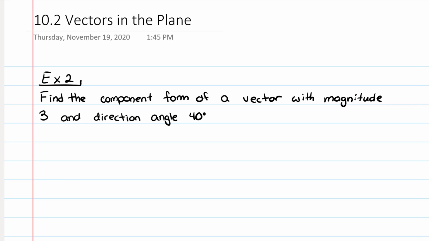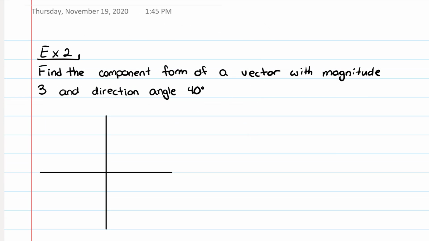So I'm going to go ahead and draw this vector first. I know I have an angle of 40 degrees, so that's going to be almost 45. So that's about that much. And then the direction is here and the magnitude is 3. So this length is 3.